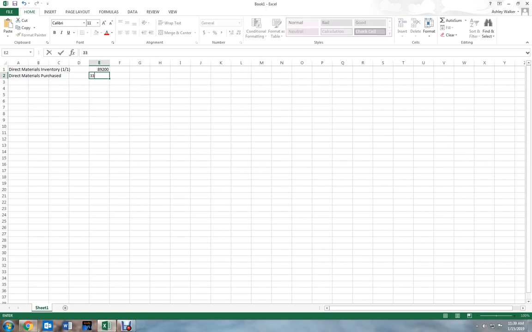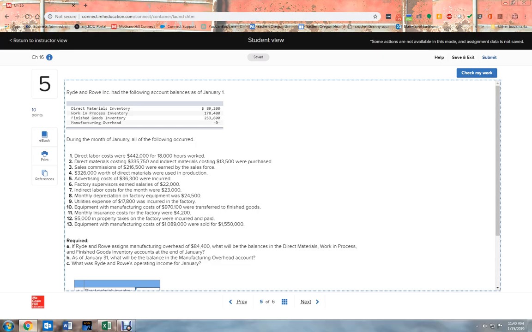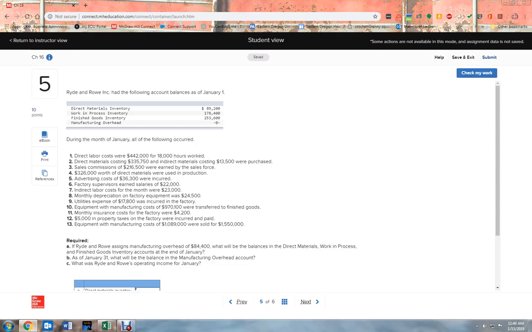So $335,750 in direct materials were purchased. Now, anything I used up is not going to be in inventory anymore, so I'm going to look for direct materials used. Again, these are kind of a puzzle. I have to think about what's going on. I'm putting materials into inventory, I'm using them up, and whatever I didn't use is going to be left over.